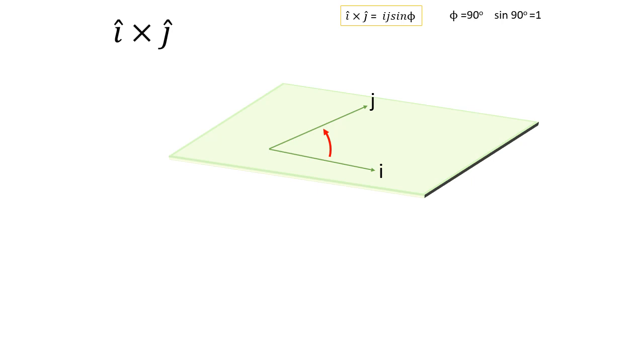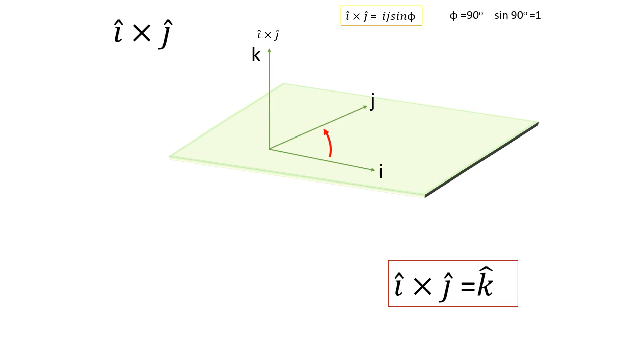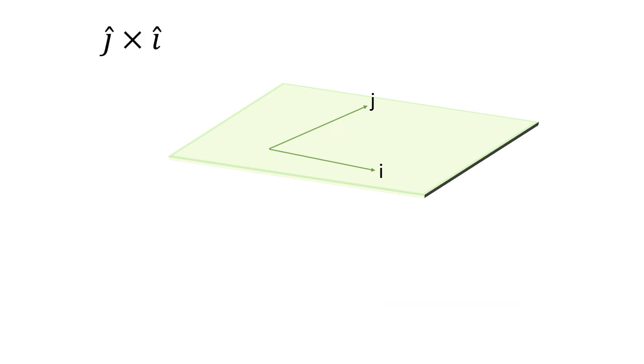You use your right-hand corkscrew method. Then the direction of the resultant vector will be up, k here. i cross j is k. What if we reverse the order, j cross i? Then we are multiplying in the reverse order, and you get minus k.